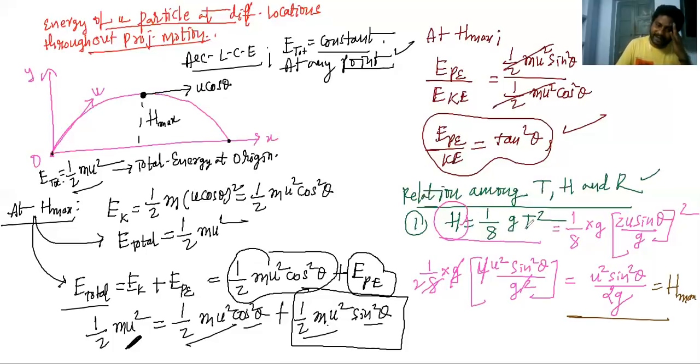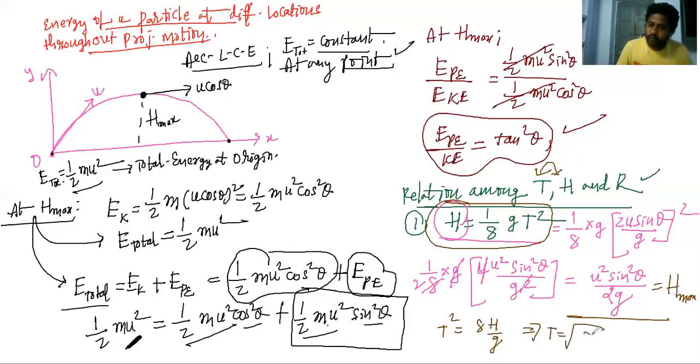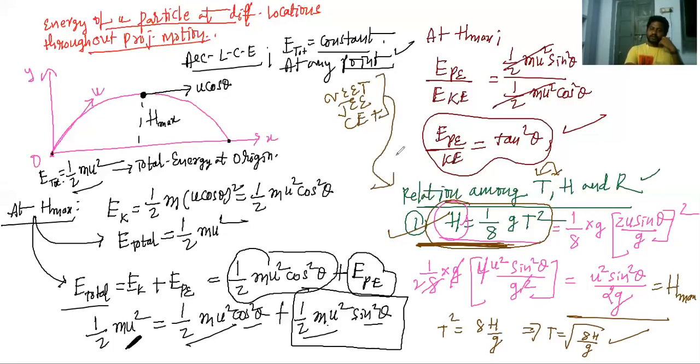Remember, h is equal to 1 by 8 gt square. So a question will be asked, which among the following relations is correct between h and t? Like these questions will be asked. H is equal to 1 by 8 gt square. So the same thing I can also write t square is equal to 8 into h by g. So from here, t is equal to root 8h by g. Like this also questions will be asked, which among the following relations is correct? But mainly, most of the times, based on this equation, questions were asked in JEE. H is equal to 1 by 8 gt square. All right.